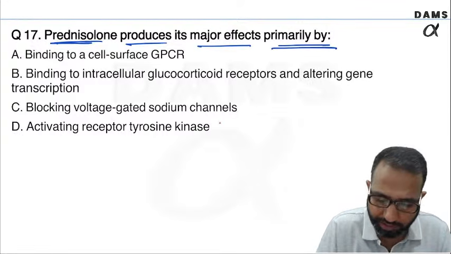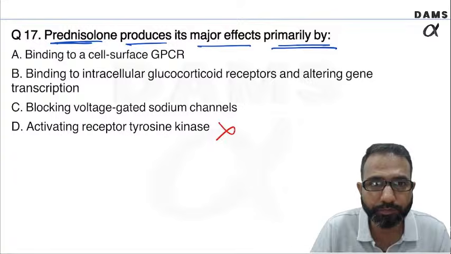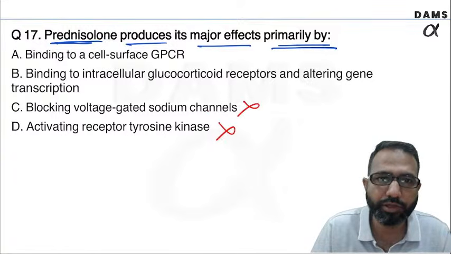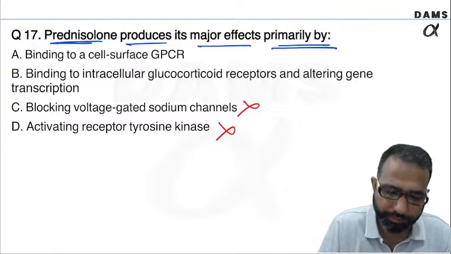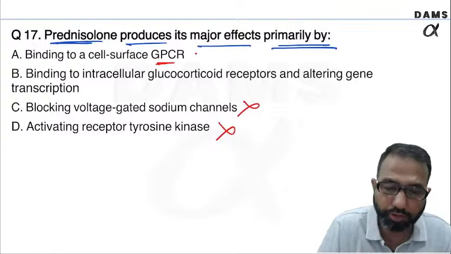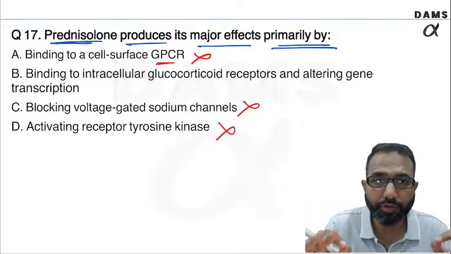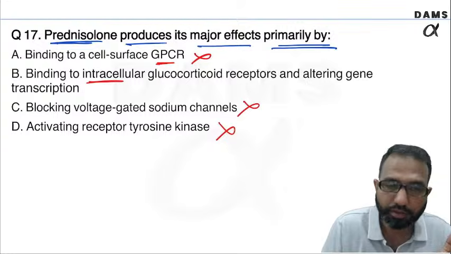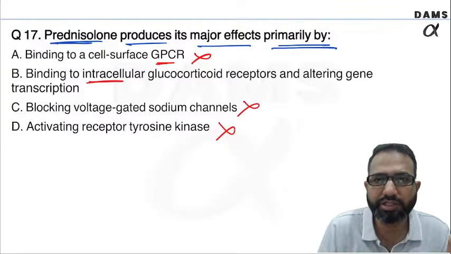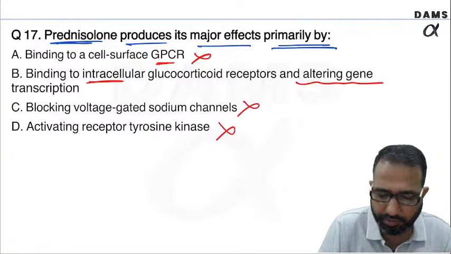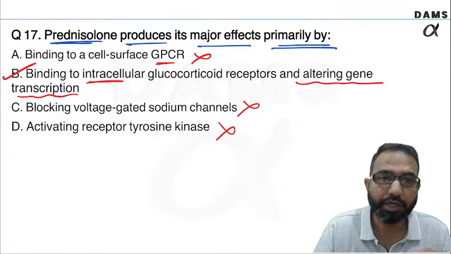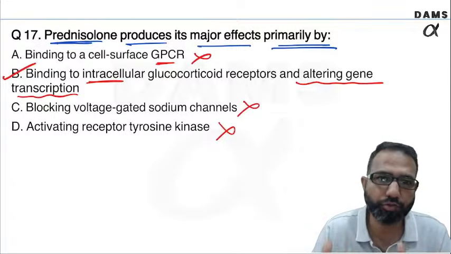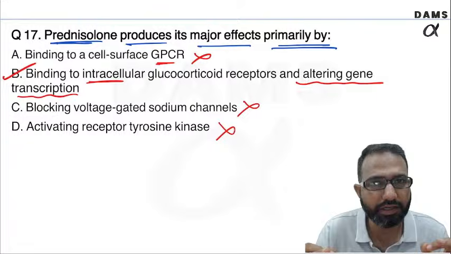Activating the tyrosine kinase, that is insulin, I told you. Blocking the voltage-gated sodium channel, no, we have sodium channel blockers, so many drugs. Does it bind to a cell surface GPCR? No, it is not a GPCR pathway. Steroids act by an intracellular mechanism. They bind to intracellular receptors and then alter gene transcription. That's why it is a slow mechanism. So prednisolone is one of the glucocorticoids. It binds to the glucocorticoid receptor and alters gene transcription.